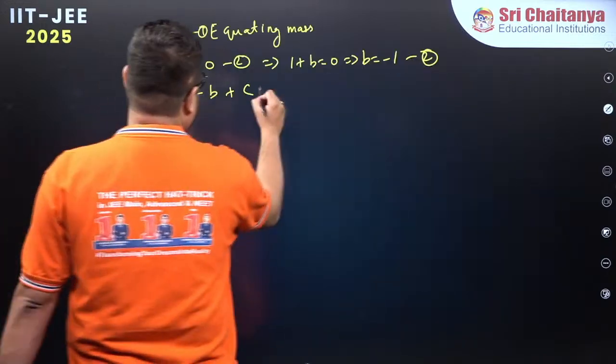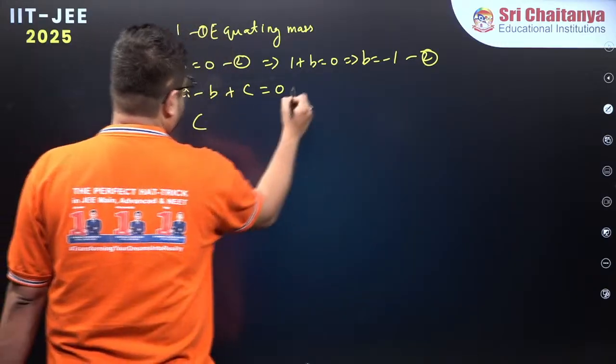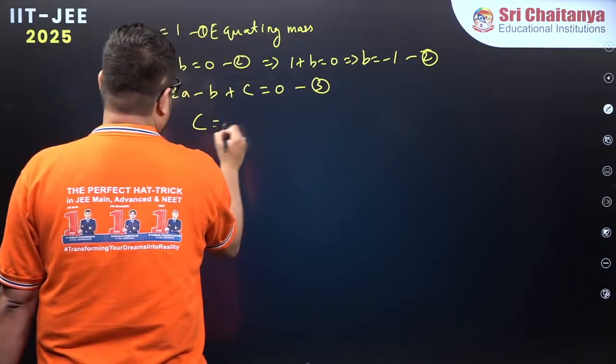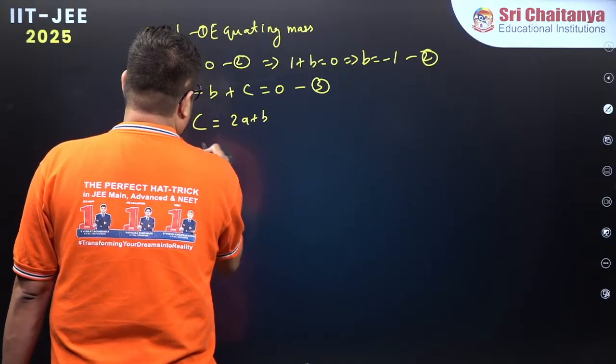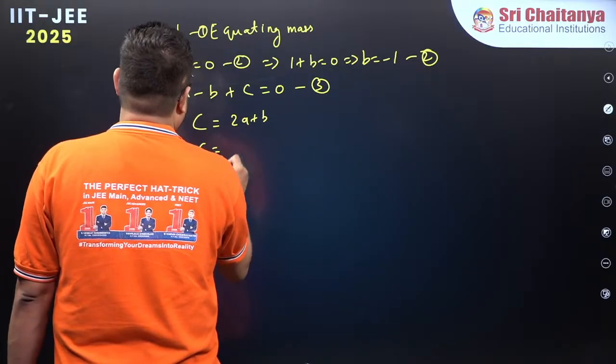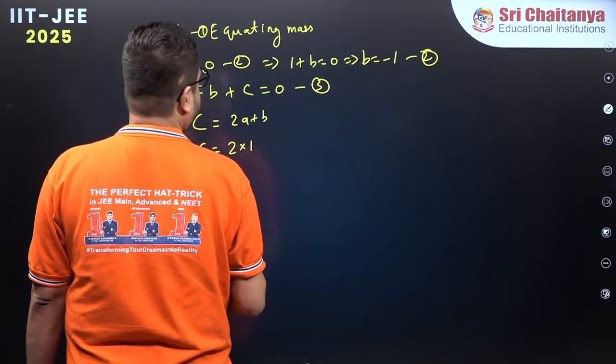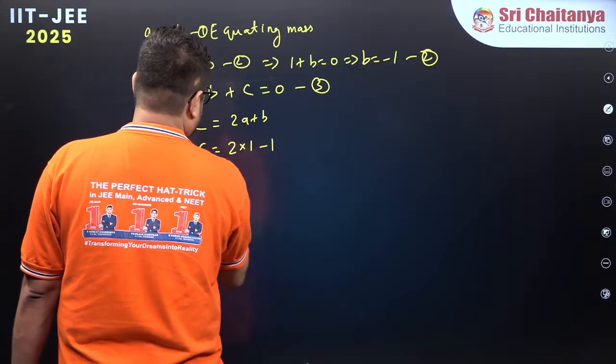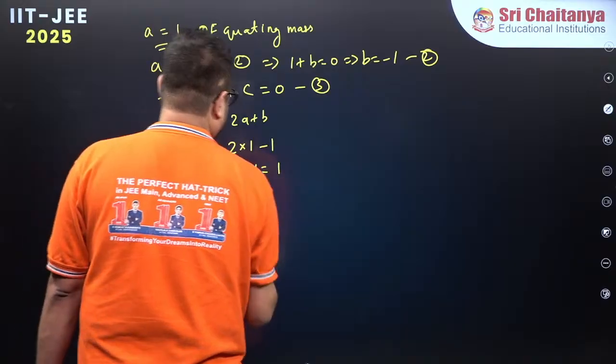That is going to be equivalent to 0. So let's try to find out the value of C. We can mark this as equation 3. C is going to be 2A plus B. So what will be the value of C? The value of A is 1 and B over here is minus 1, isn't it? So that is going to be 2 minus 1. I will be getting the value of C as 1.